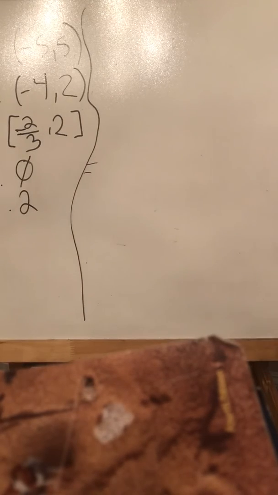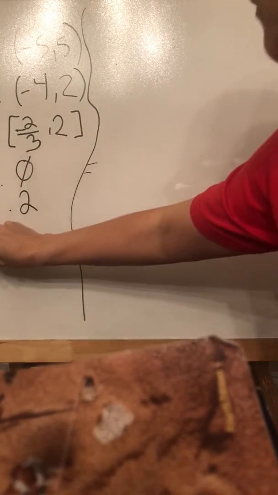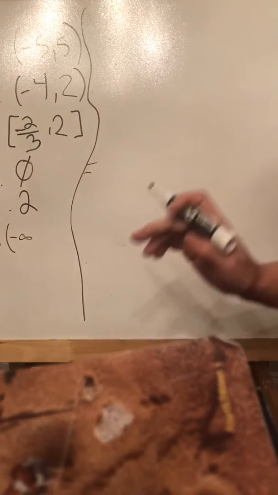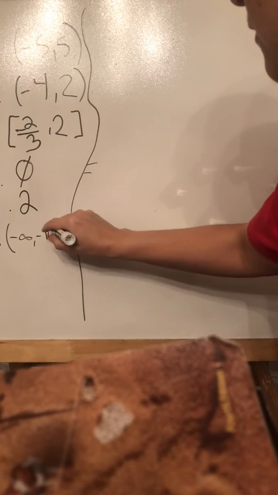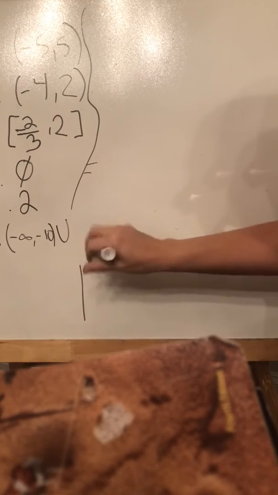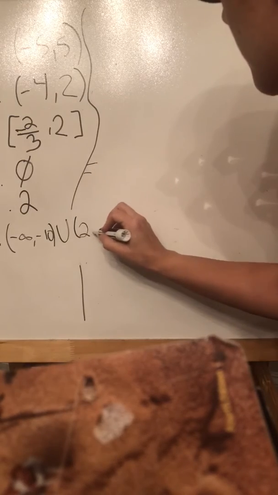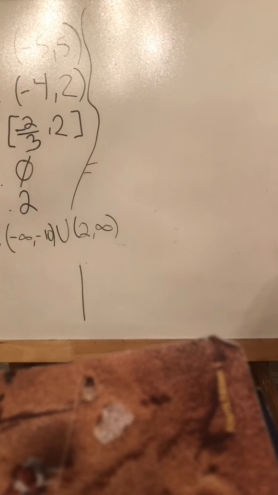Okay, so your answer for practice 6 should be, for number 6, negative infinity to negative 10, union, and the next part is going to be 2 to infinity. Okay, there's your answer for number 6. So go ahead, I'm going to end this video and we'll do the last examples 7, 8, and 9 on the next one.